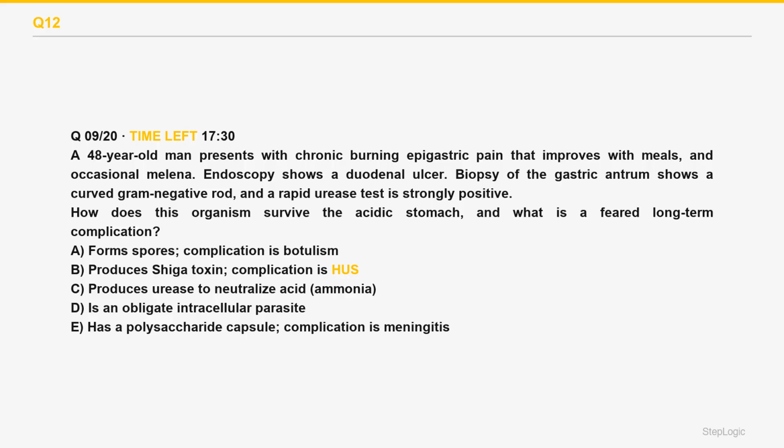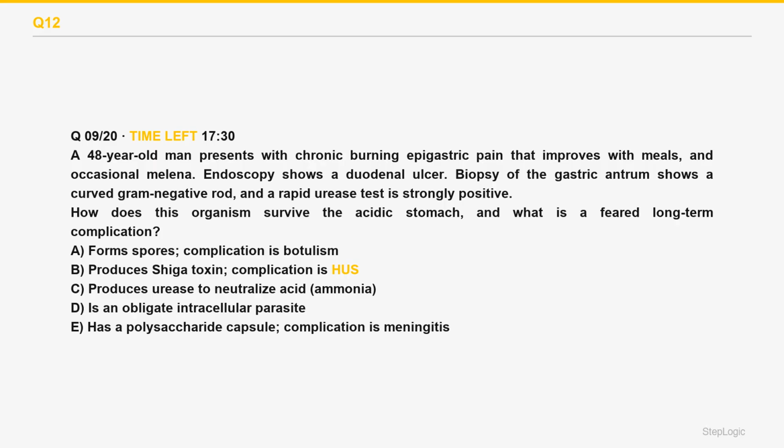How does this organism survive the acidic stomach, and what is a feared long-term complication? A 48-year-old man presents with chronic burning epigastric pain that improves with meals and occasional melena. Endoscopy shows a duodenal ulcer. Biopsy of the gastric antrum shows a curved gram-negative rod, and a rapid urease test is strongly positive.